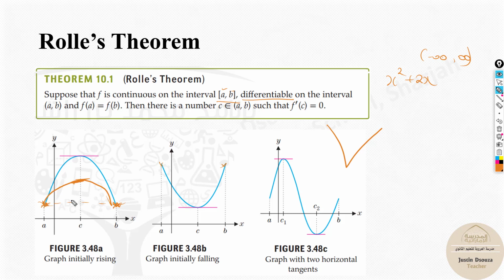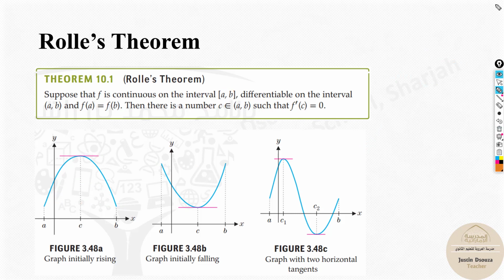f(a) and f(b) being equal means the y values are equal. And it is continuous and differentiable. So whether it is going up or down doesn't matter. See over here, up or down. There will be a point where the derivative of the function is equal to zero. That means there will be a tangent line which is flat. The slope is zero over there.